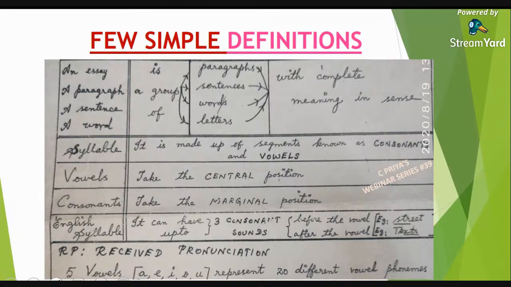We shall see some definitions which will help us. We start with an essay. An essay is a group of paragraphs with complete meaning in sense. A paragraph is a group of sentences with complete meaning in sense. A sentence is a group of words with complete meaning in sense.